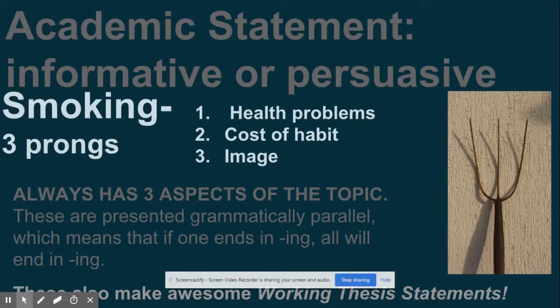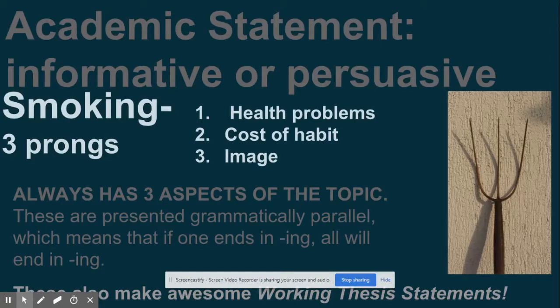The topics are usually expanded on in those body paragraphs that are going to follow, but it's important, and we'll work with this for sure, that the topics that you list are grammatically parallel. For instance, if one ends in an ing, then all of them should end in an ing. Otherwise, it can be really jarring for the reader because they are expecting that triple.